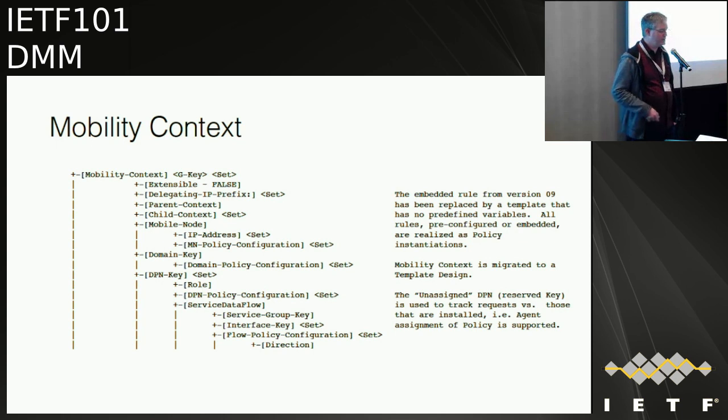Now following this, one nomenclature name is the service data flow. We now allow that essentially embedded rule, and all of that specific terminology is gone. We do have one reserved key in the structure so far, and that's for unassigned DPNs. There are some architectures that do try to track rules or policies that have not been assigned yet to a specific DPN. So we just set aside that name rather than having the embedded rule as a separate structure. Next slide.